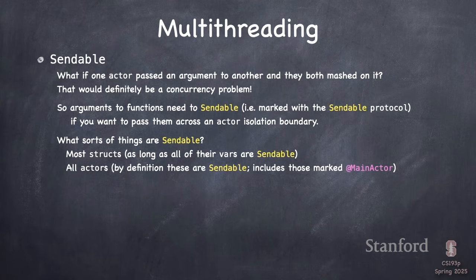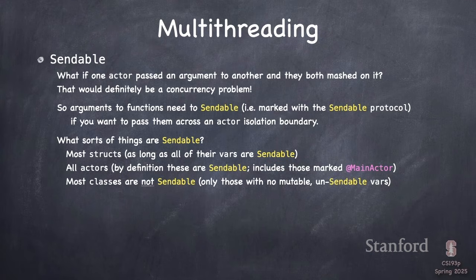Now, actors, by definition, are Sendable. Every actor in the world is Sendable. Why? Because actors' data can't be munged. Actors protect their data. That's why we have them. So all arguments that cross actor boundaries that are themselves actors are always Sendable. Including things that are marked with @MainActor, which I'm going to talk about, which kind of puts them on the main actor. And I'll talk about that in a second.